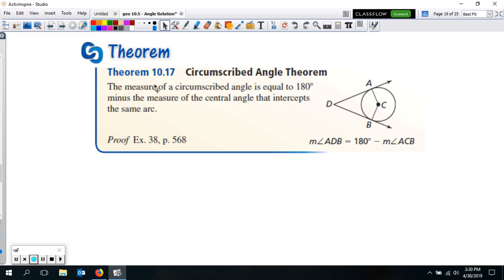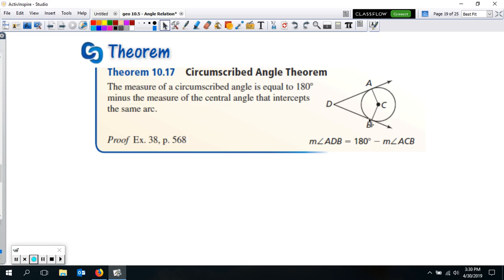Okay, so let's look at this one. It says circumscribed angle theorem. The measure of a circumscribed angle is equal to 180 degrees minus the measure of the central angle that intercepts the same arc. So basically the measure of our angle ADB, this angle outside here. Now we already know how to find that measure if we know this arc and that arc.